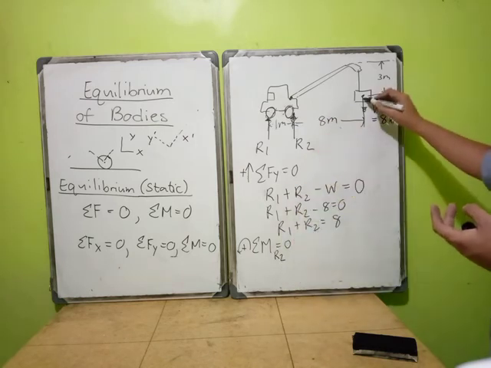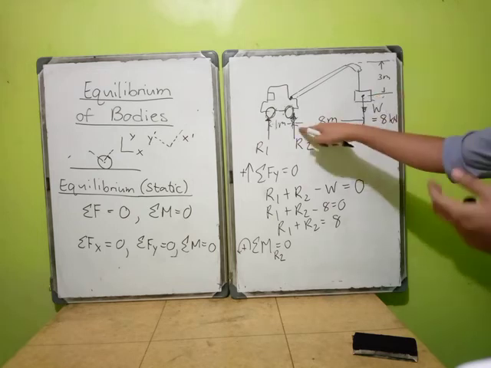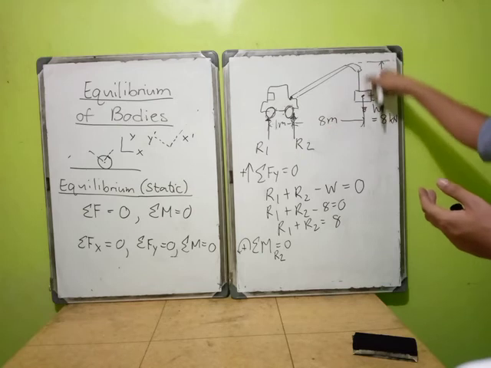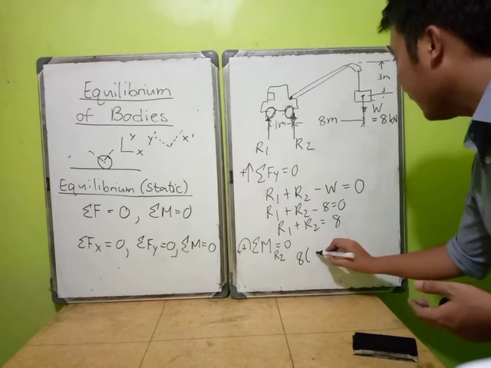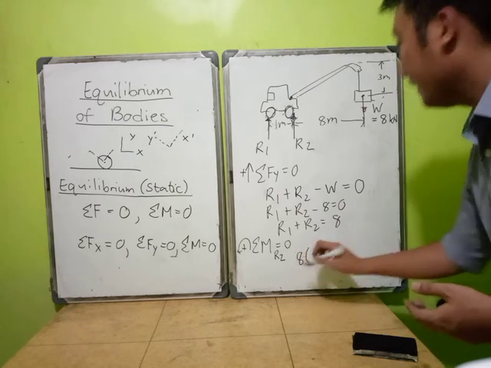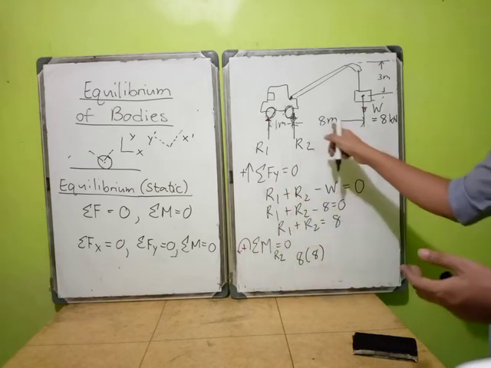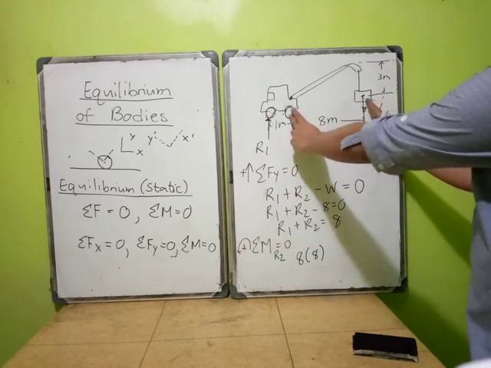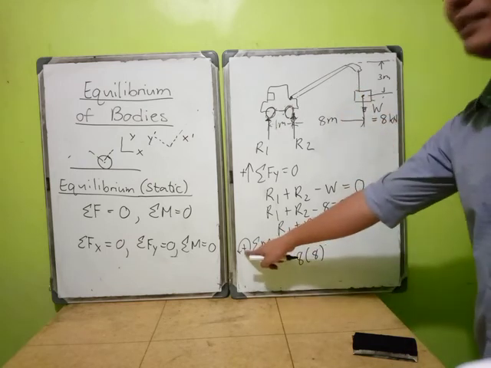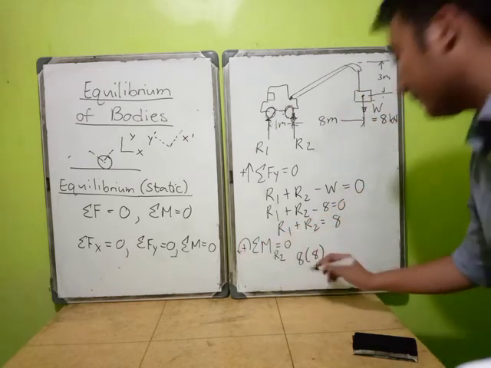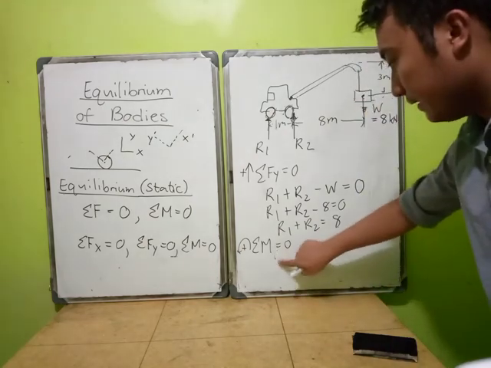So, this weight, which is 8 kilonewton, yung perpendicular distance niya kasi pababa, then vertical downward siya. So, itong 8 meters. So, we have 8 times 8. Okay? So, since counterclockwise yung assumption natin, so relative to R2, itong W is iikot siya na parang orasan. Then, kapag nag-assume ka na counterclockwise yung positive, so negative siya. So, negative 8 times 8. Okay? So, R2.